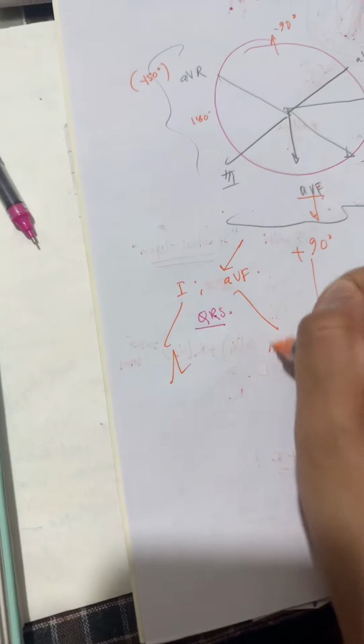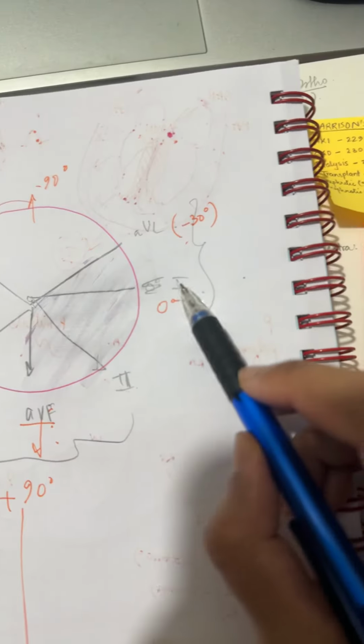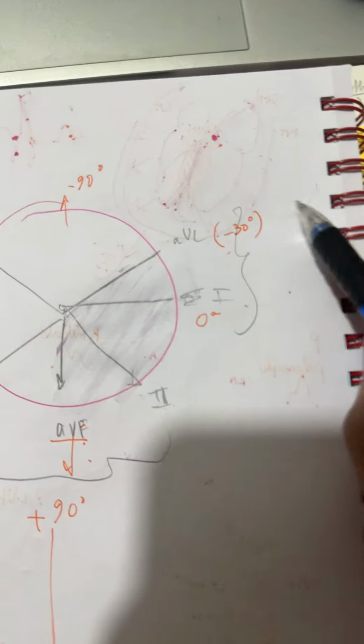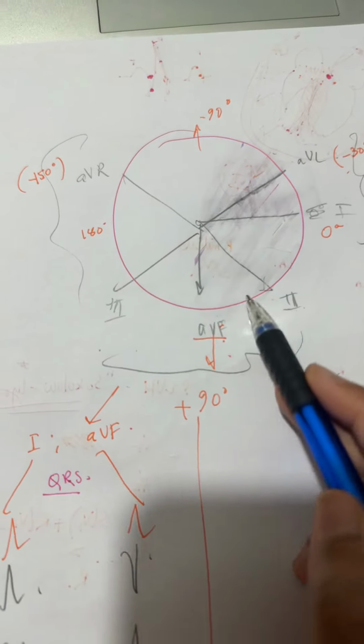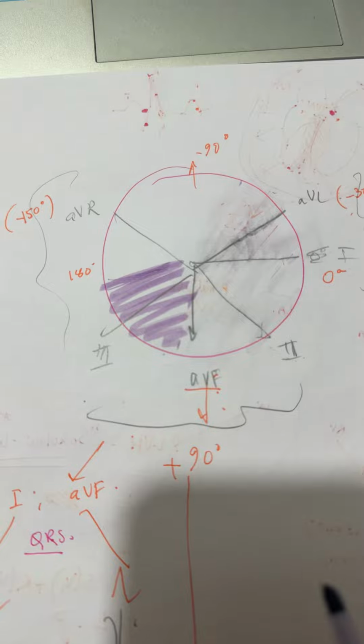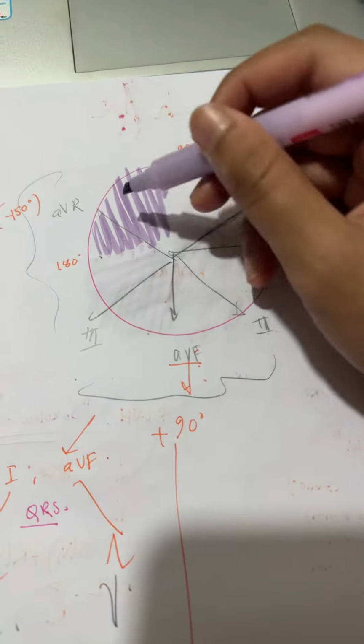If it is positive in both leads, that is a normal axis. Now if it is positive in lead 1 and negative in AVF, positive, negative, means it is going towards the left. Means there could be a left axis. If you have negative and positive, that means it is going towards the right. So a right axis deviation. If both are negative, that may indicate an extreme axis deviation, which would lie somewhere here.